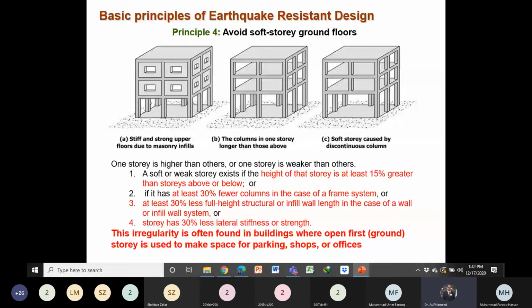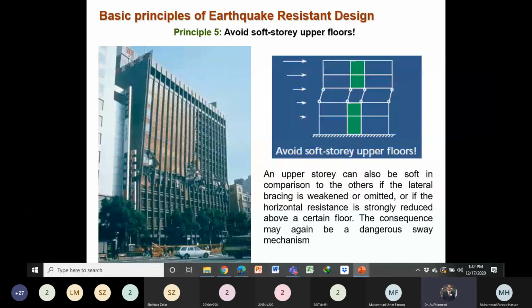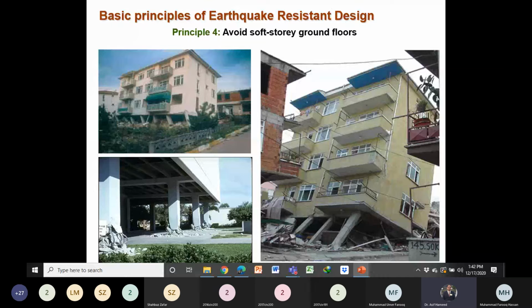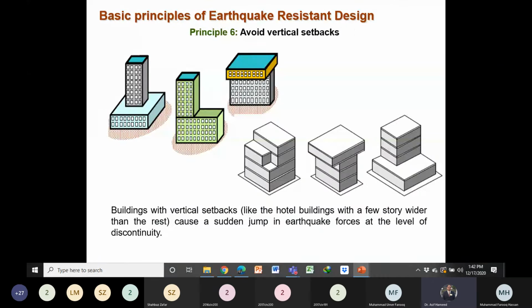Okay, the soft story should be avoided. This is very, very important. If the stiffness of a particular story is less than the other stories, that story can fail. You can see here the failure of the first story, ground floor story, and intermediate story during an earthquake. Then you also have to avoid the vertical setbacks. At the level of the setback, there is a sudden change in the earthquake forces.